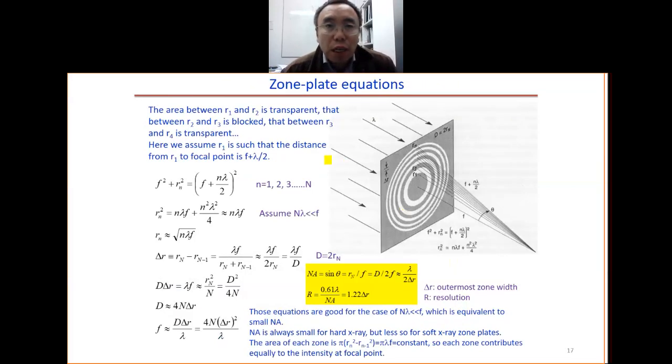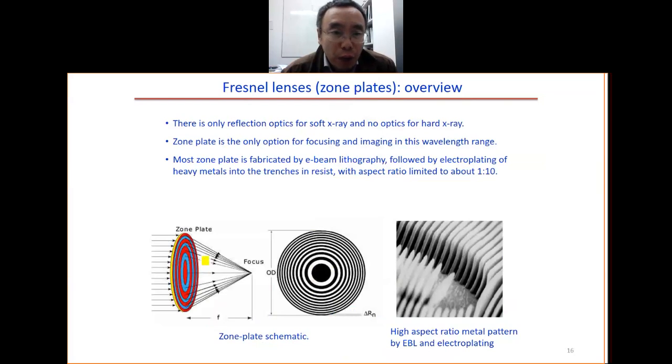So now let's look at how to design the zone plate. Here we have many circular structures. We want to know what the radius is. So what's the radius for the red color, blue color, red color, blue color? We need to know the radius so that we can design the zone plate.